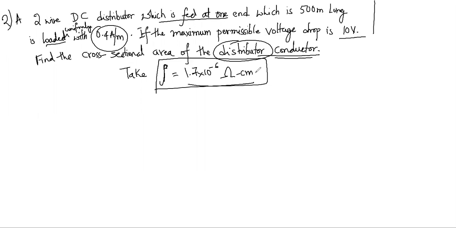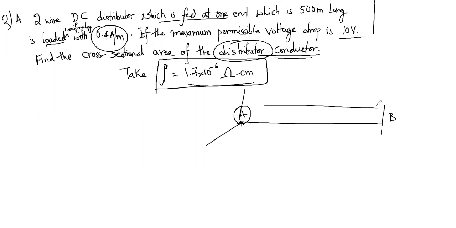So what is to be found out is, let me draw a DC distributor here. I have A and B as a DC distributor. This is the current entering the point A, that is the feeding point. A is said to be the feeding point. The permissible voltage drop across the length of the distributor is 10 volt. So maximum permissible voltage drop is 10 volt.